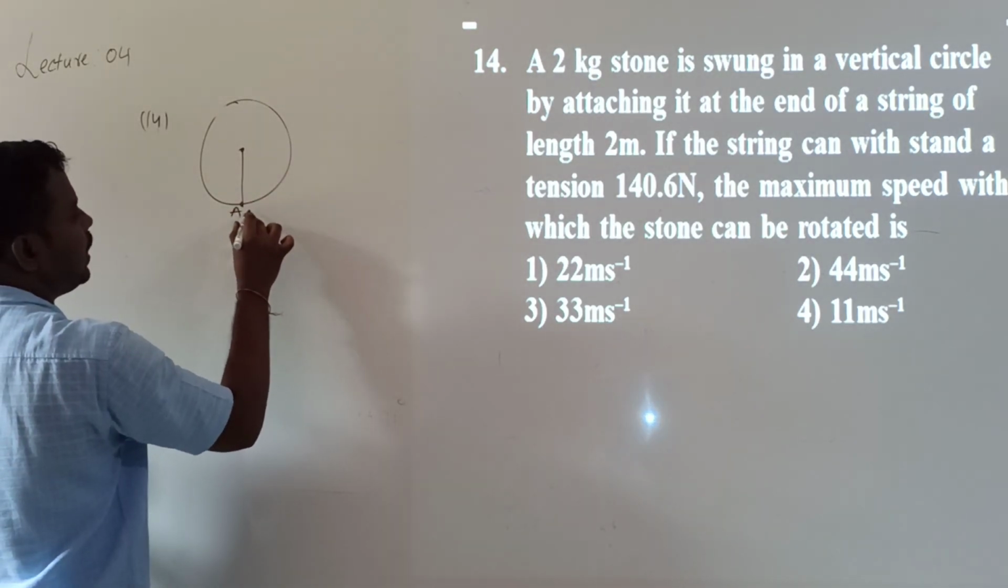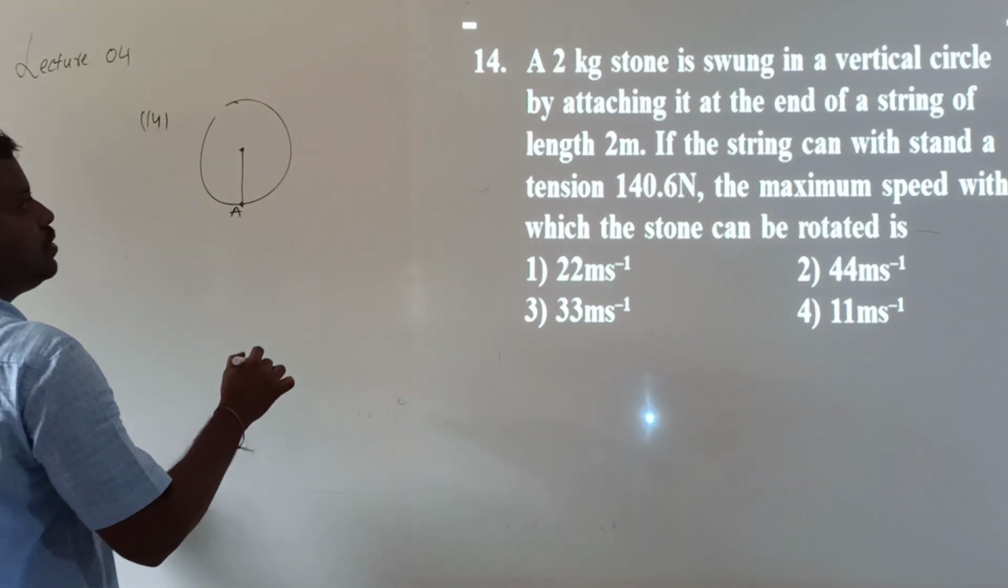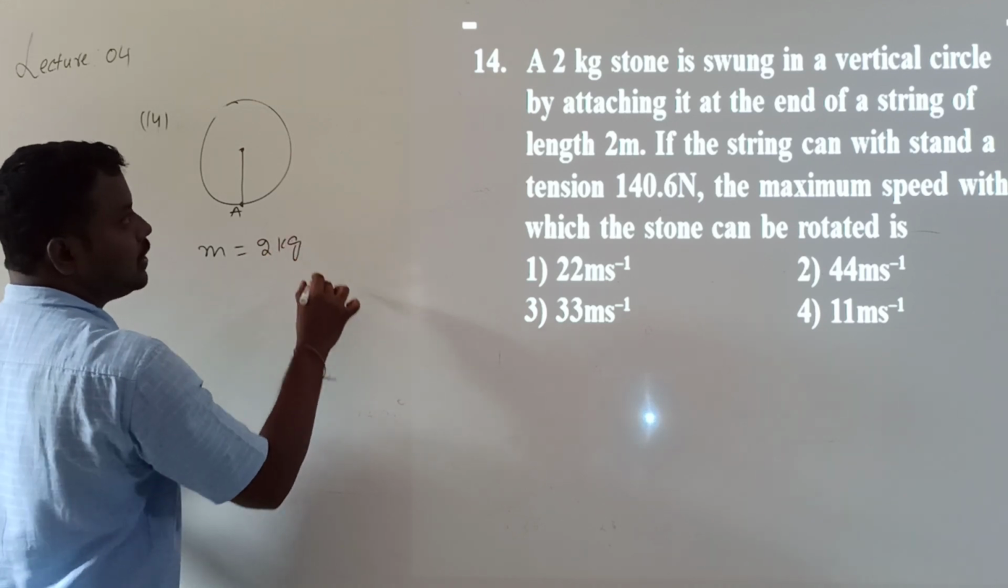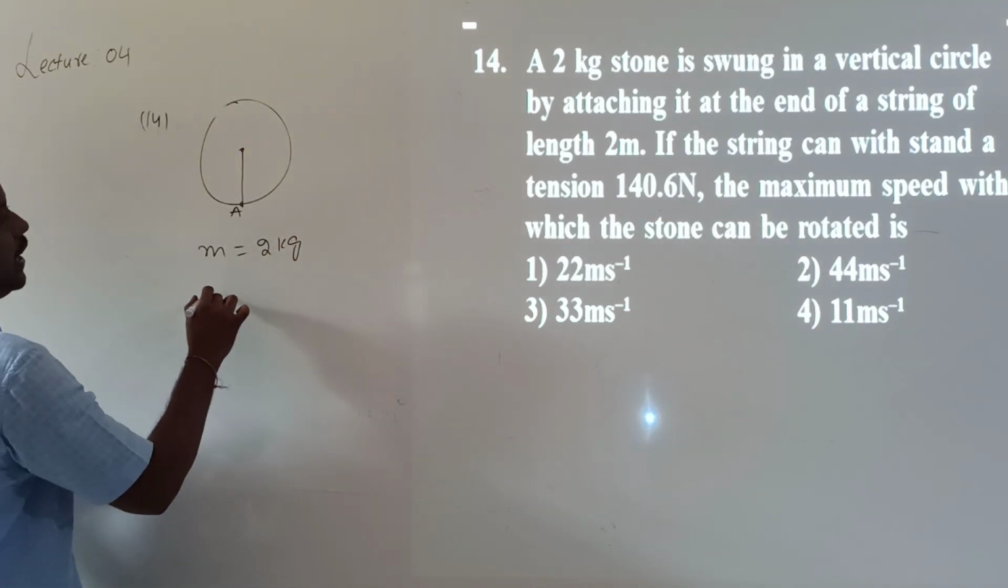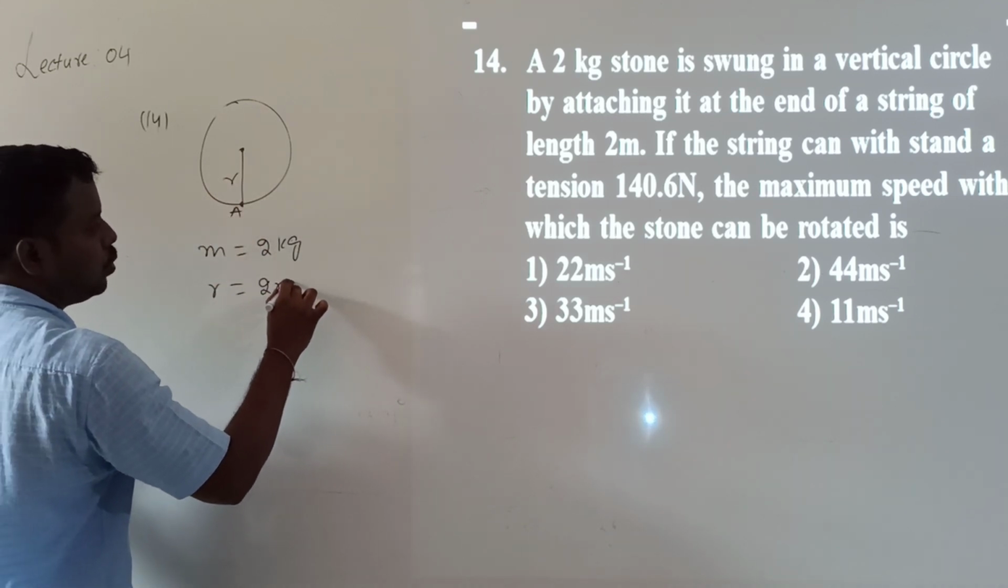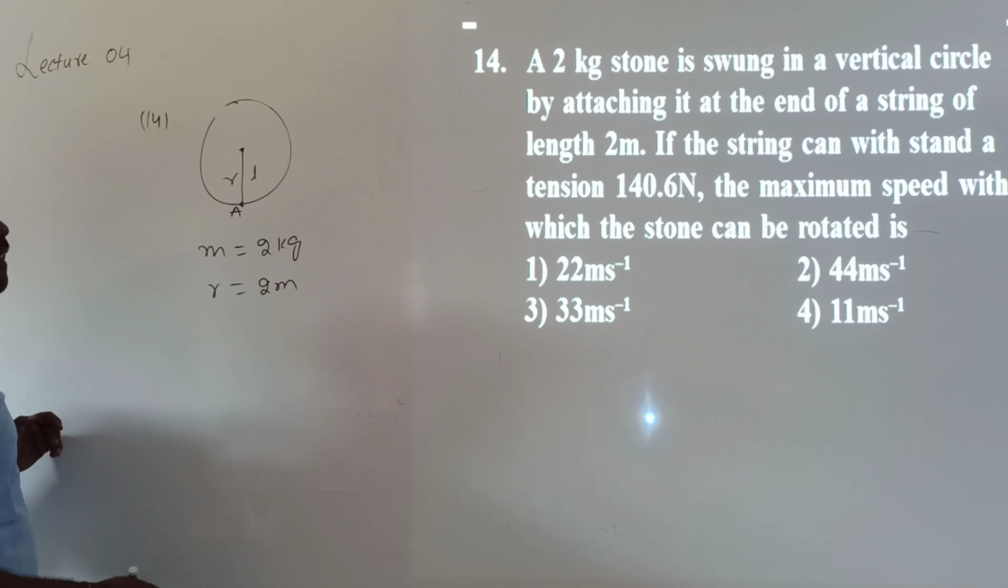So the lowest point is A. The mass of the stone is given as 2 kg. It is swinging in a vertical circle by a string of length L. That length is called the radius. So the radius is equal to 2 meters. L is equal to R.